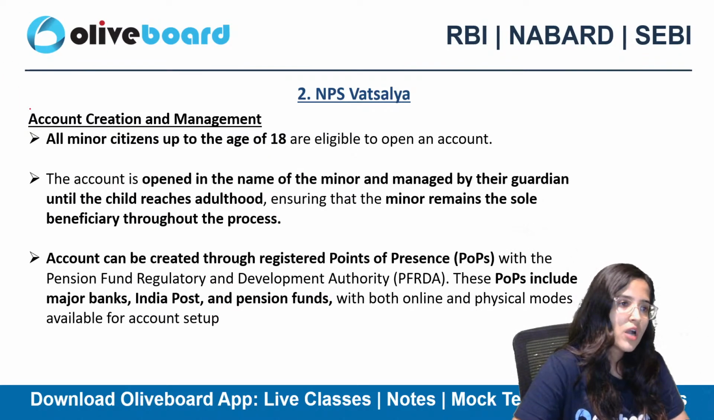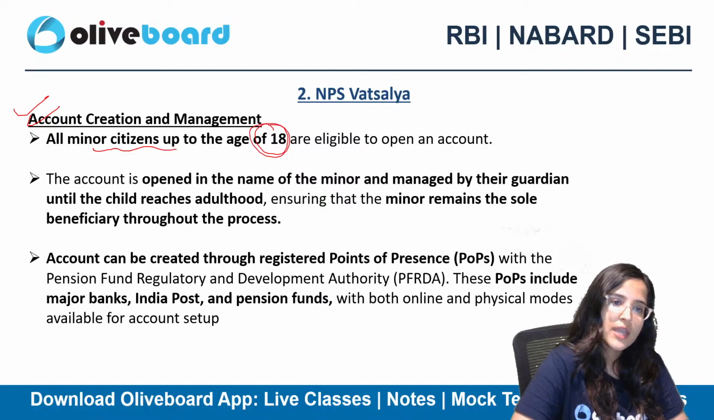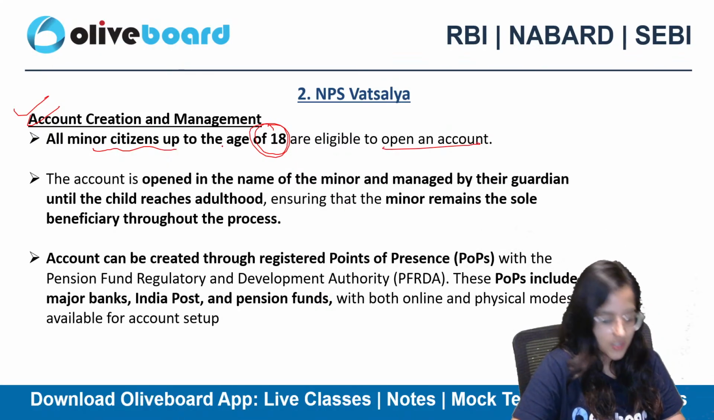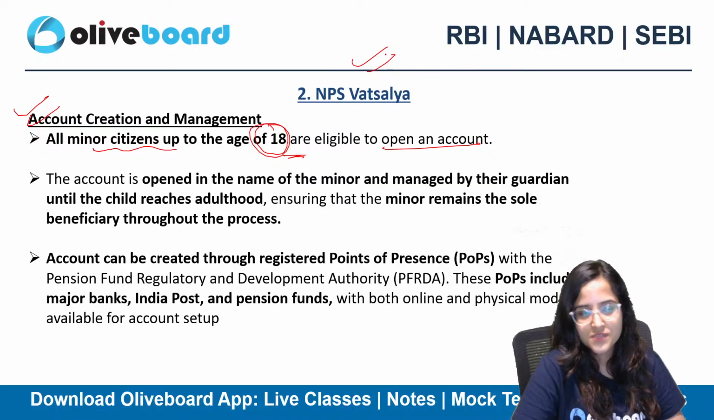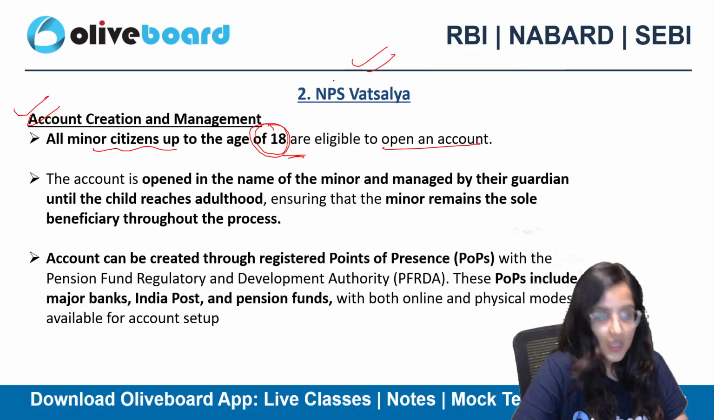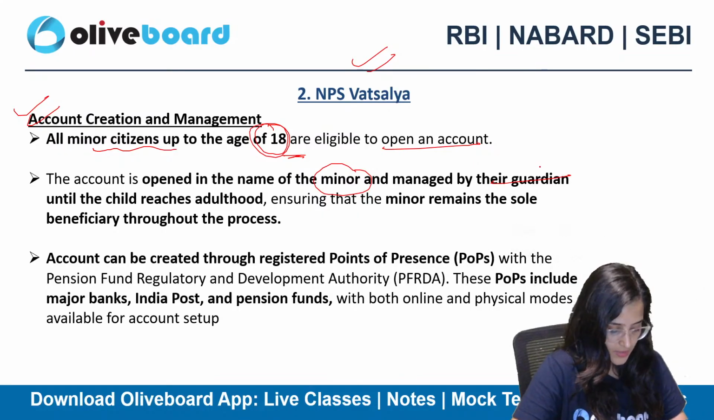Now, if we talk about account creation and management, then all minor citizens up to the age of 18 are eligible to open an account. So any child who is less than 18 years of age can open an NPS-Vatsalya account. Okay? This account is opened in the name of the minor and it is managed by their guardian. Okay?